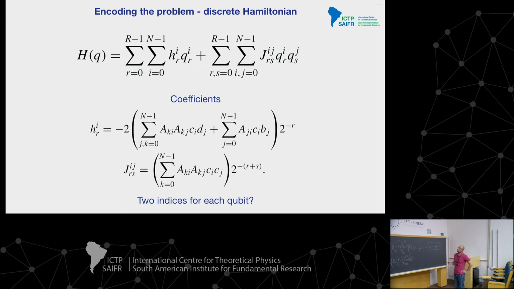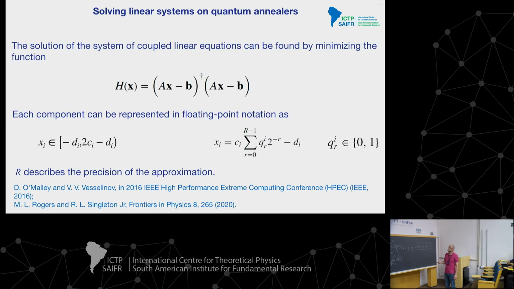And what is the meaning of this capital R and capital N? Capital N is the size of our problem, and capital R is the precision. Which precision? The precision with which I am writing my number x_i. Okay?